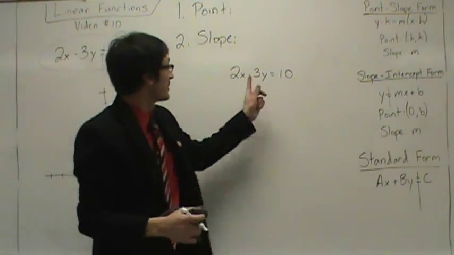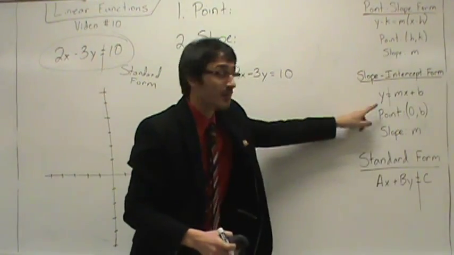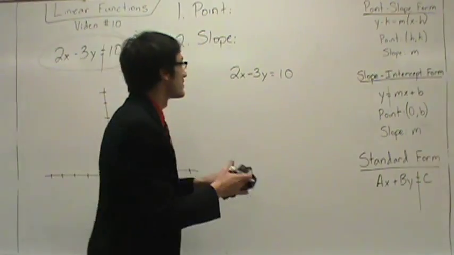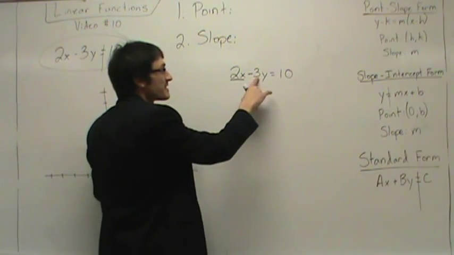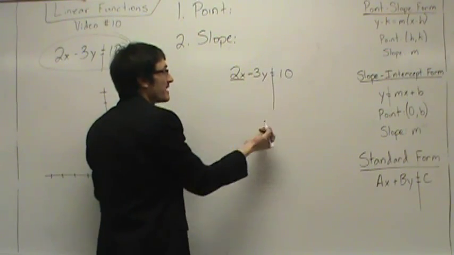And we're going to convert this to slope-intercept form. And in order to do this, we have to get y by itself on the left. So notice, we have to get rid of 2x, and we have to get rid of the number that's in front of y. Okay? This is a -3. So let's go ahead and draw a line down the center of the equality.